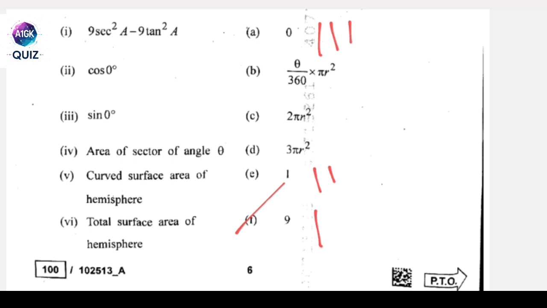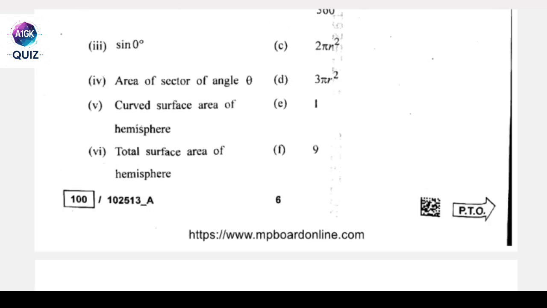Area of a sector when angle theta is given: for area, we use theta by 360 times pi r square. Curved surface area of a hemisphere is always 2 pi r square. Total surface area of a hemisphere is always 3 pi r square. So match the column is completed.